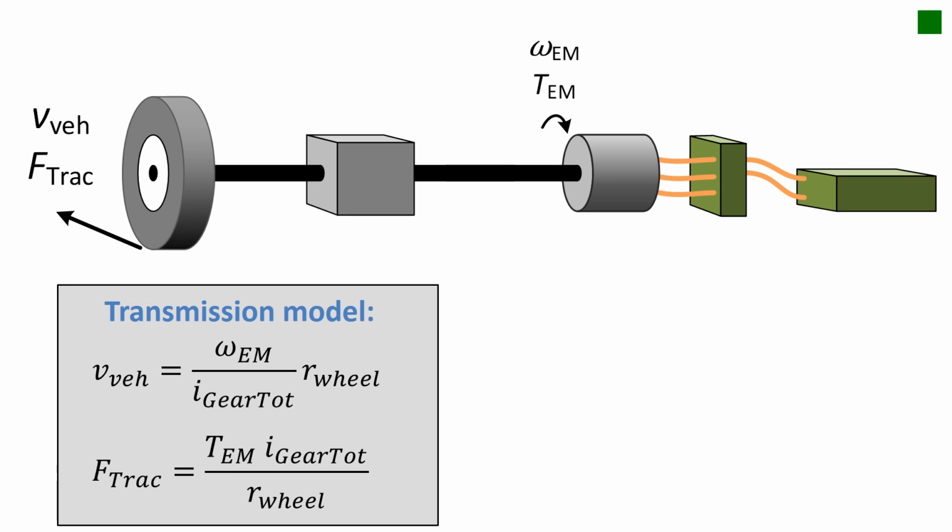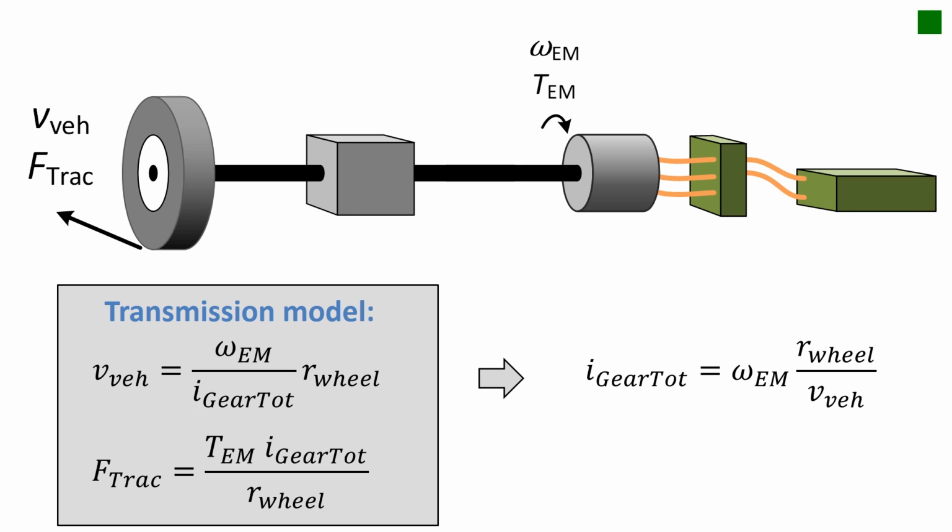First, we want to select the gear ratio. We use the transmission model to analyze the consequence of using different gear ratios. The total gear ratio can be calculated from this equation, which is derived from the speed equation for the transmission. If the electric machine runs on its maximum speed when the vehicle runs at its top speed, we will get the highest possible gear ratio.